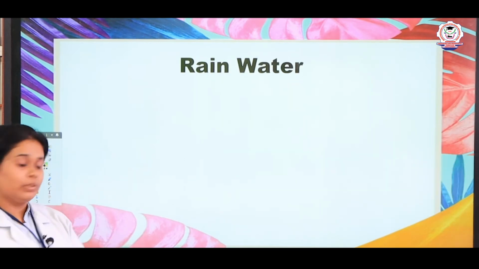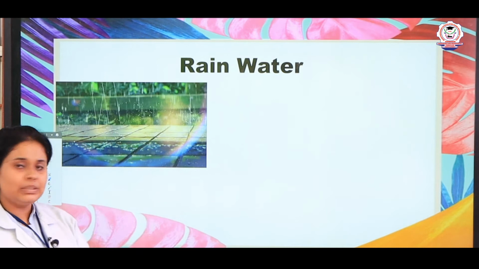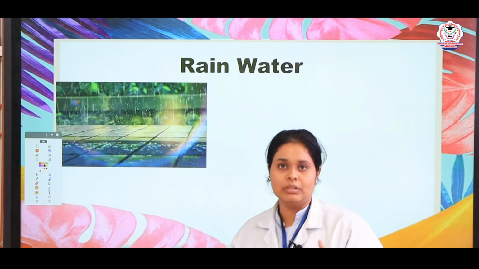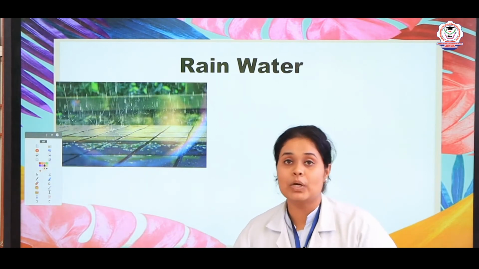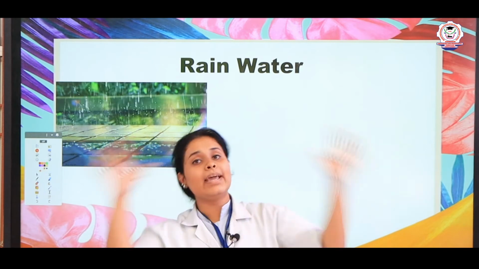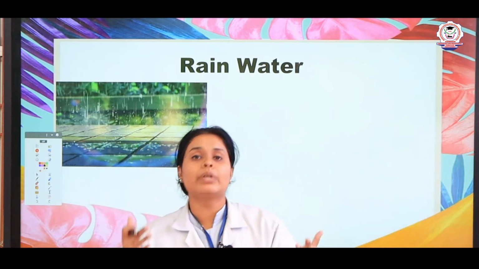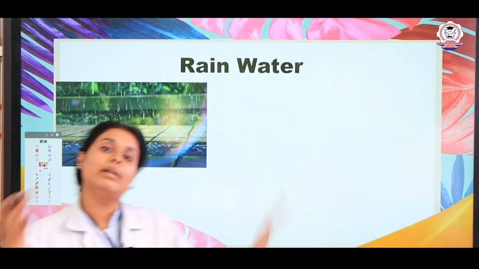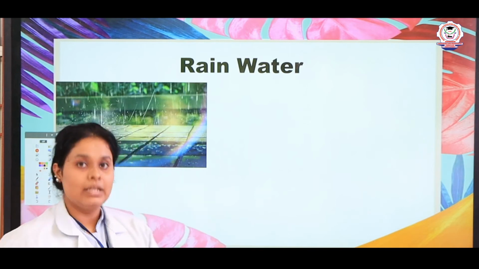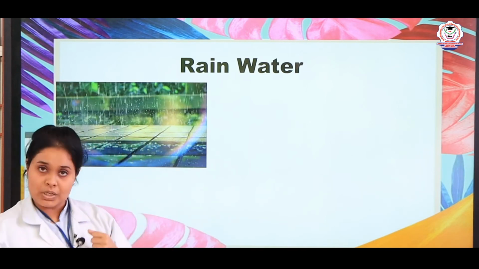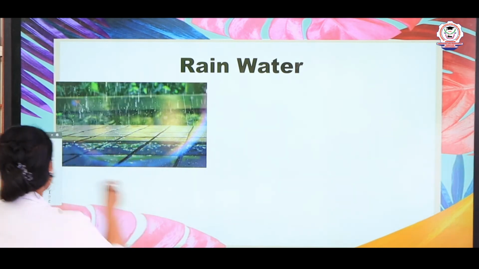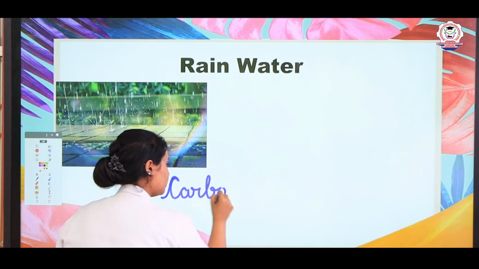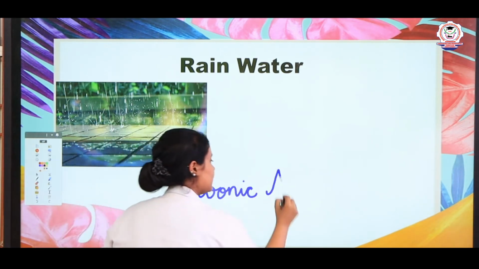So let's see first about the rainwater. So what generally happens is, when it is raining, people generally say that rainwater is a pure form of water, right? But exactly it's not like that. Why? Because in the air, there will be small particles which will be floating, and when the rain comes down, it will get mixed up. For example, we know that in atmosphere there is carbon dioxide. Now this carbon dioxide, when it combines with water, it will form an acid, and that acid is known as carbonic acid.